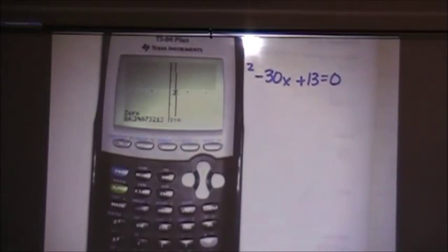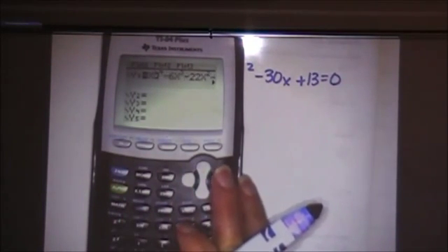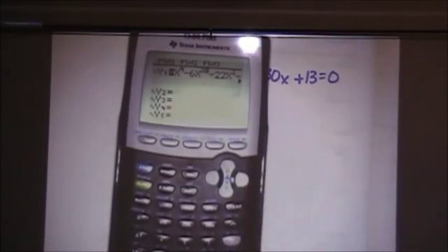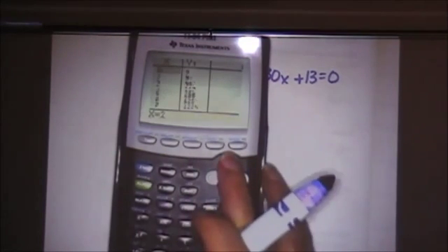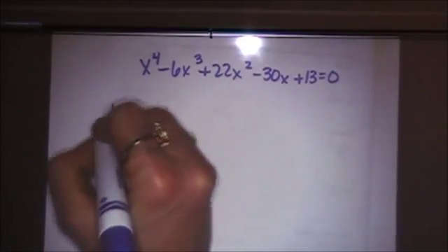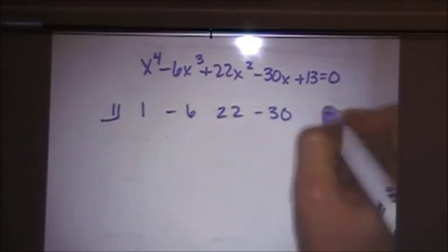Wow, and so I do have a 0, but this time my 0 is, make sure, oh, I see what I did wrong. It's a plus 22. Oh my goodness. All right, now maybe I should get a 0. Yeah, there's one. 1 is a 0. Whew. Okay, so I'm going to plug 1 in and synthetically divide with 1, negative 6, 22, negative 30, and 13.